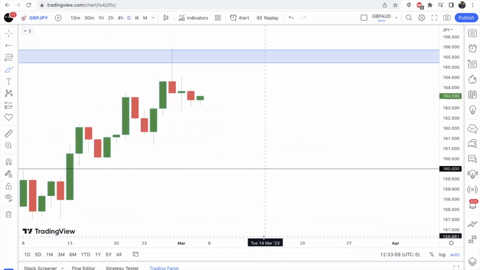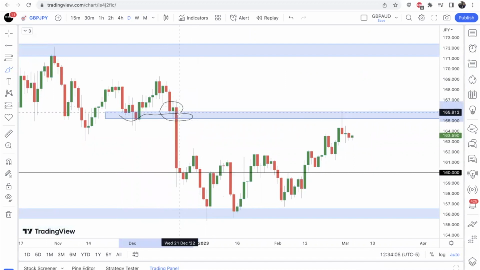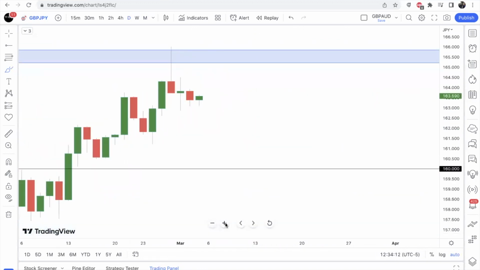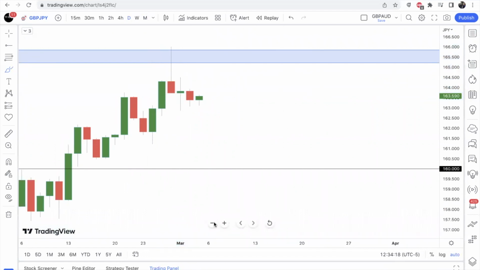So if we go down to the daily, boom, we can see this was a previous level of structure. All right. Previous level of structure, strong psychological level. Price found resistance from that level, rejected. So when it rejected, it printed this nice shooting star type candlestick, which is a sign sellers are coming in. Sellers are taking control of this.